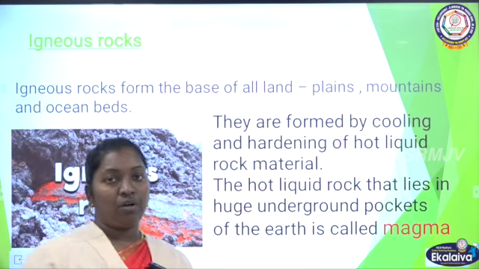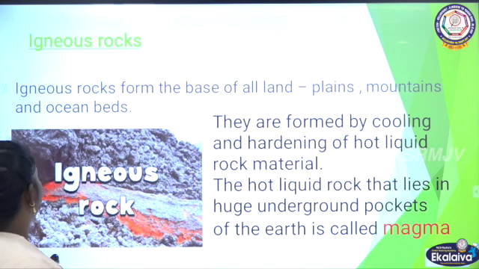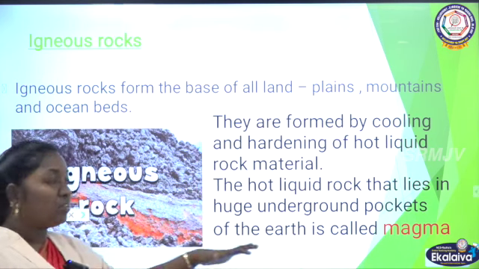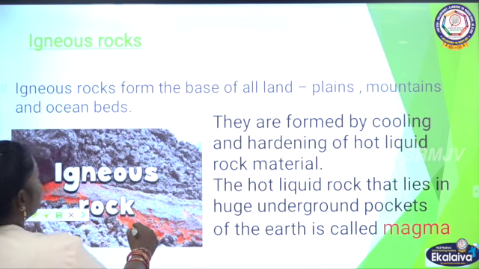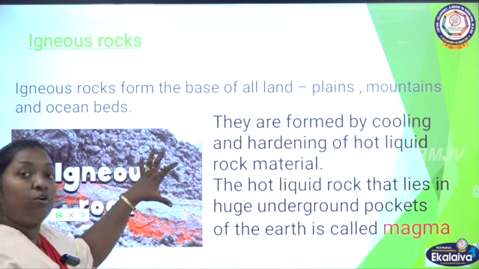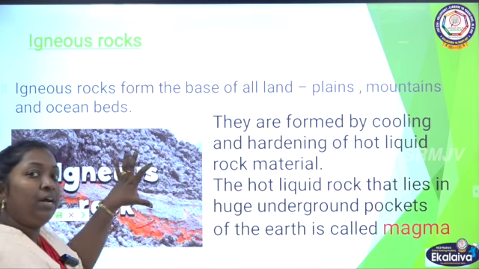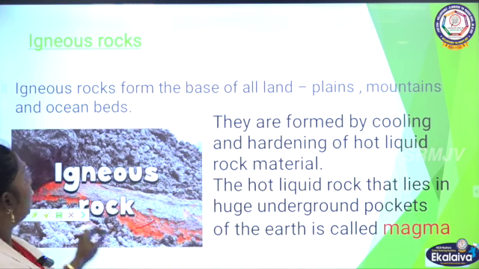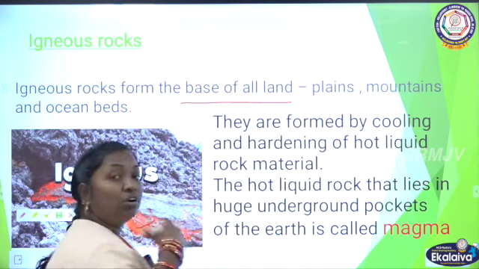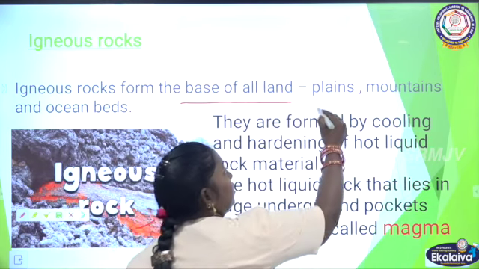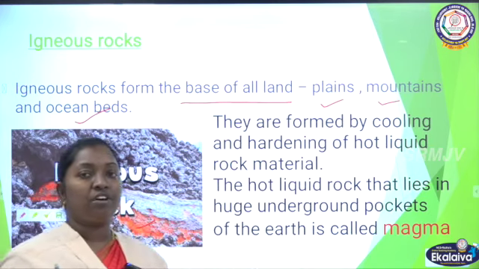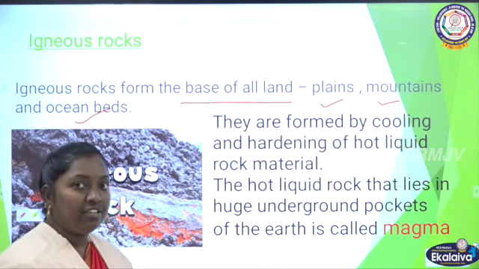So we'll see our rocks one by one. The first one is igneous rocks. Before forming, igneous rocks are actually in a molten liquid state. So the state of a rock before changing into rock form is like a molten liquid. Igneous rocks form the base of all land. On the land, we can see plains, mountains, and ocean base. These things are formed because of igneous rocks.